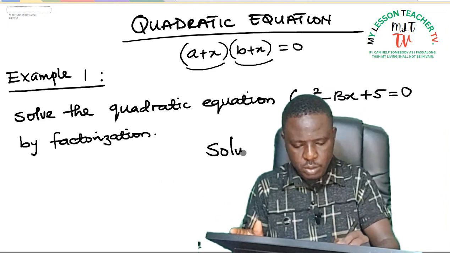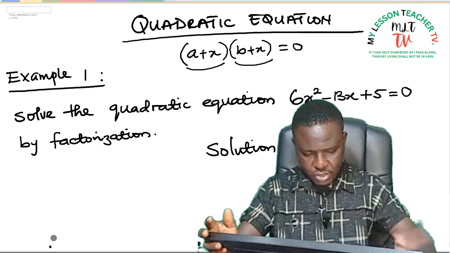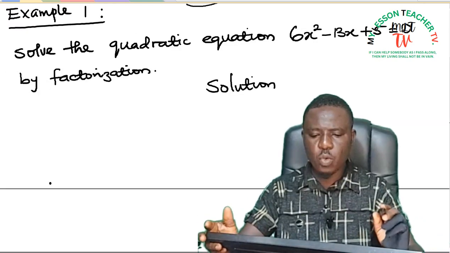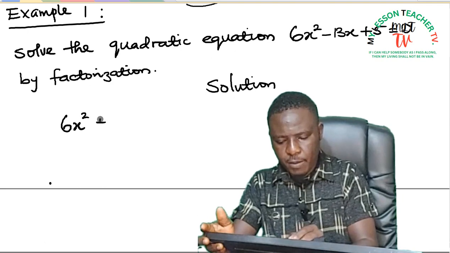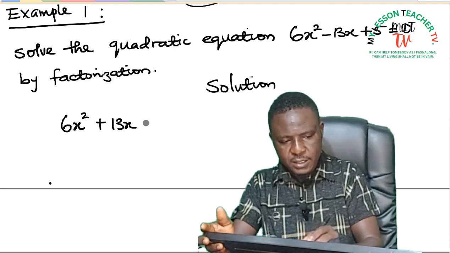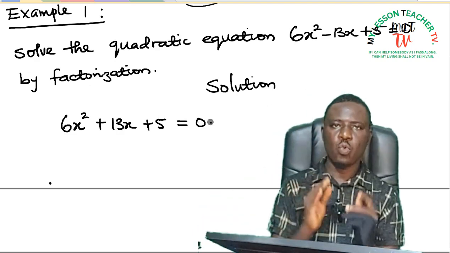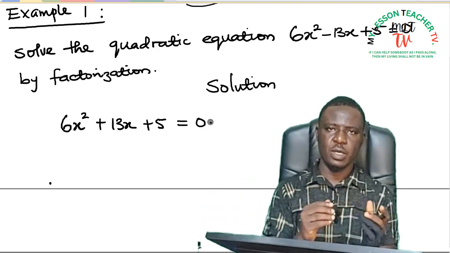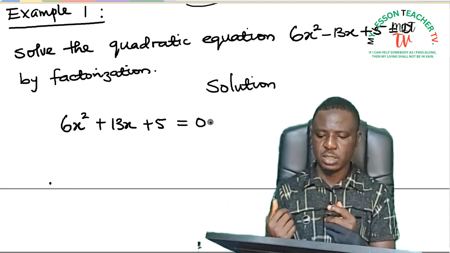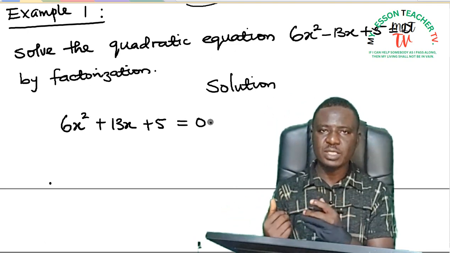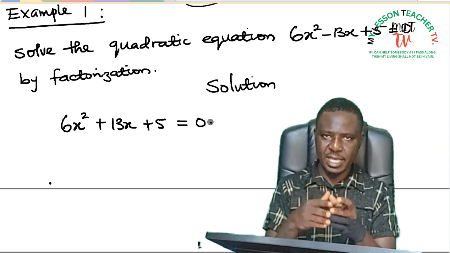Solution. The question says that I should solve the quadratic equation 6x squared plus 13x plus 5 is equal to 0. So what we are going to do is this. With the exercise we just solved as assignment, where we had to factorize a quadratic expression, we are going to apply it here.